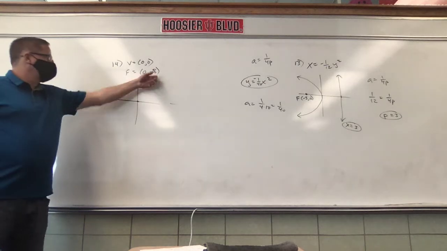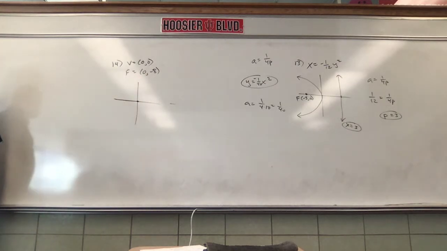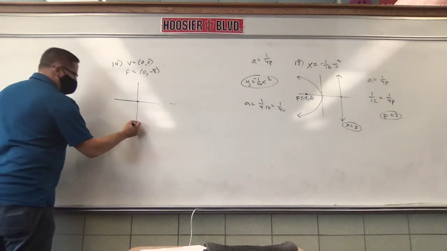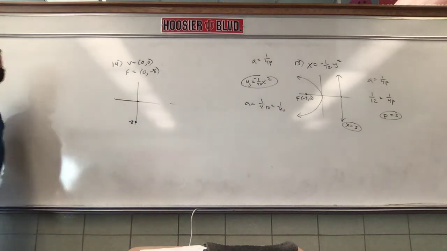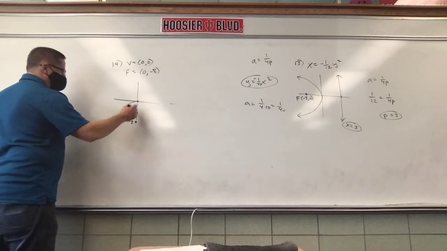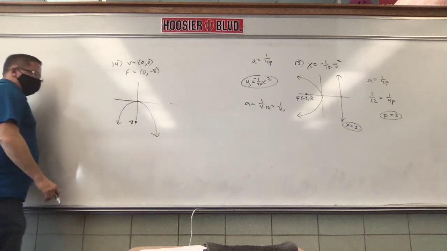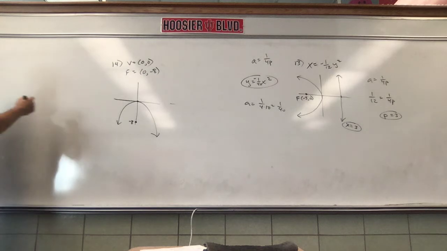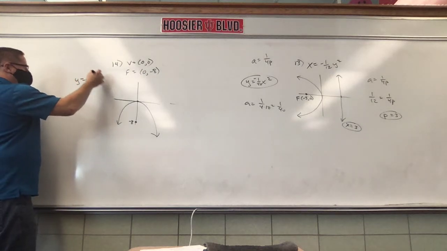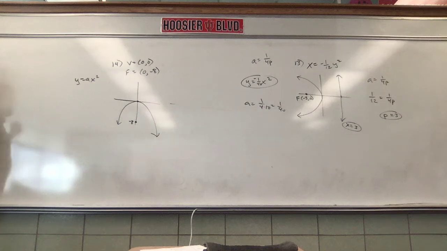0, negative 8. Is that 8 to the left? It's not 8 left. That's negative 8, 0. 0, negative 8 is down 8. So this parabola has got to open what? That's the focus. It's got to open down. Focus is in the cup. So is this x equals y squared or y equals x squared? y equals something x squared, and we know a's got to be negative because it's going down. Negative something.